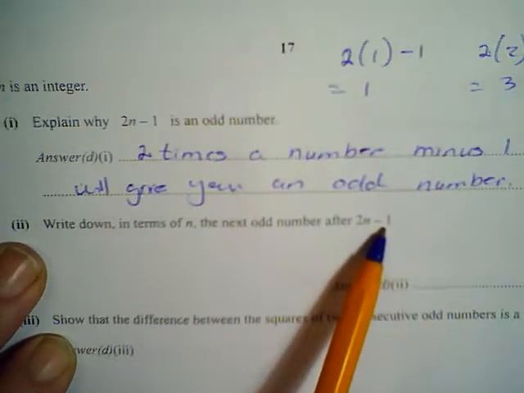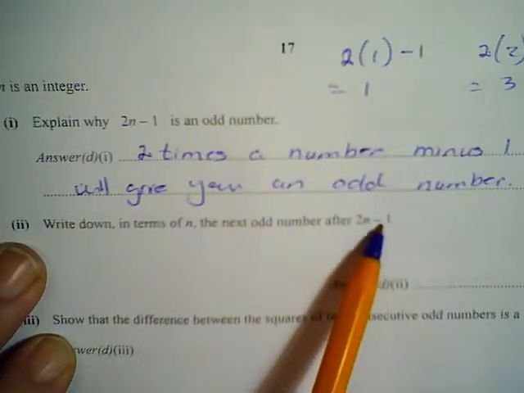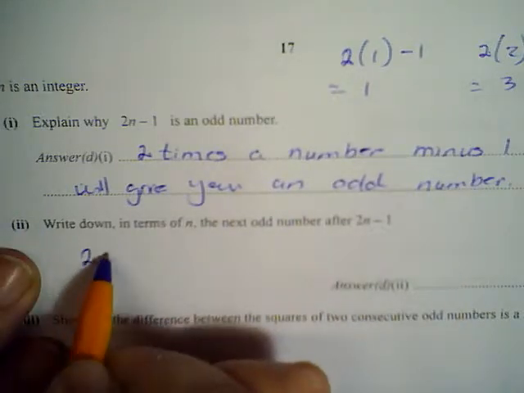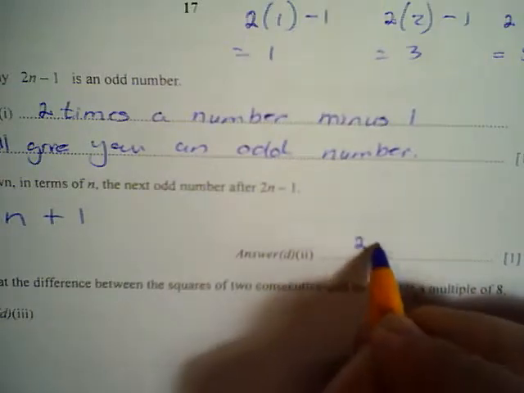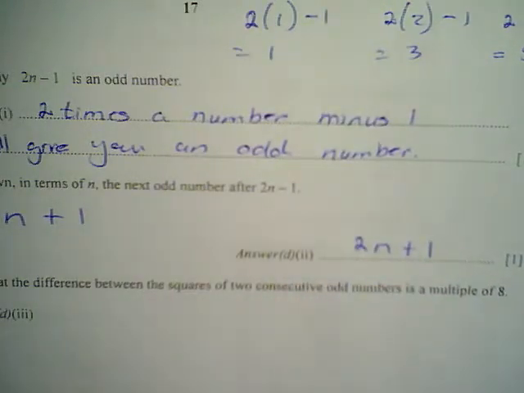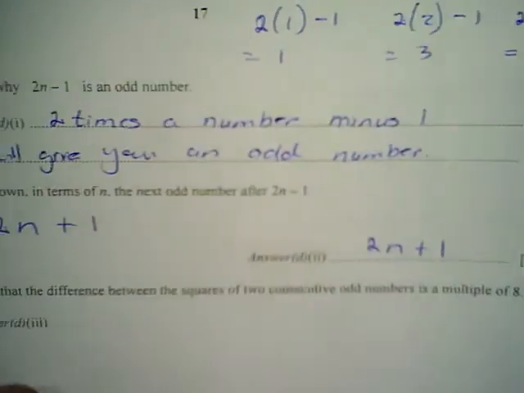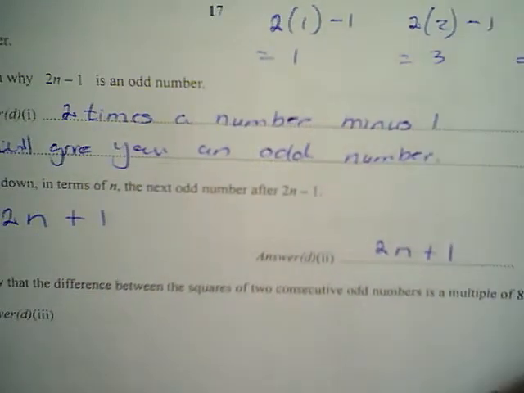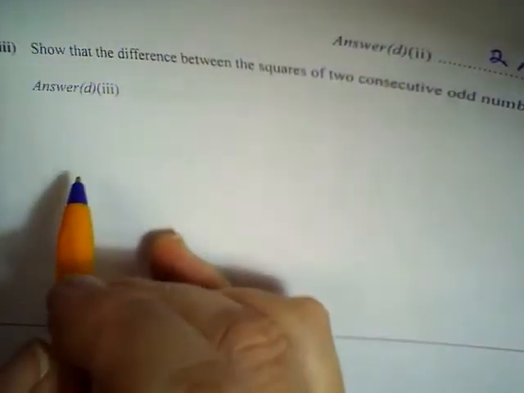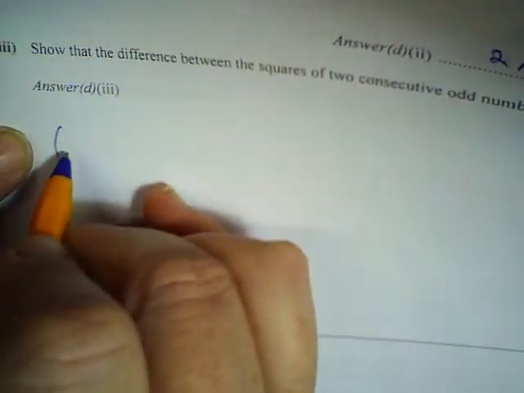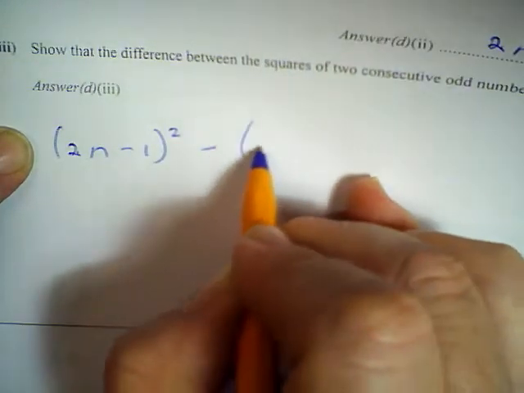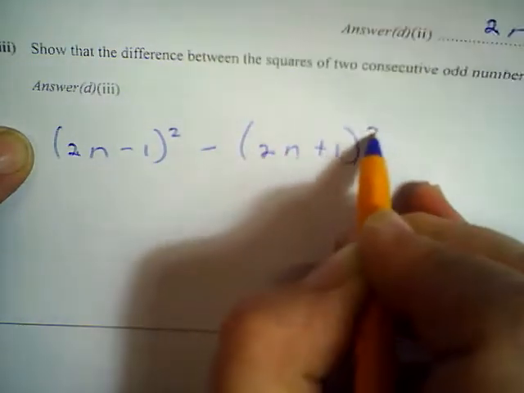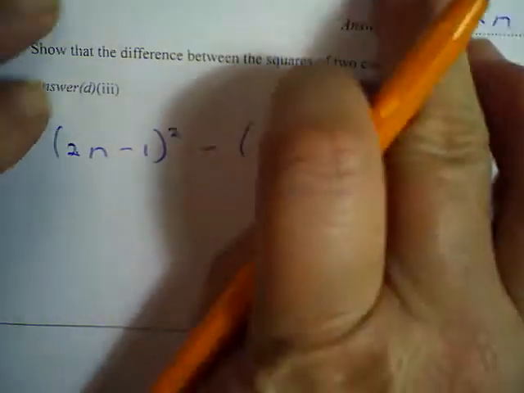If I add 1, I would get the next one. So it would be 2n plus 1, and that's the answer that they wanted. Show that the difference between the squares of two consecutive odd numbers is a multiple of 8. So the difference between the squares, 2n minus 1 squared minus 2n plus 1 squared, would give me a multiple of 8.